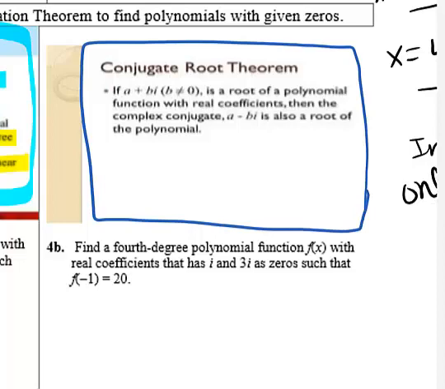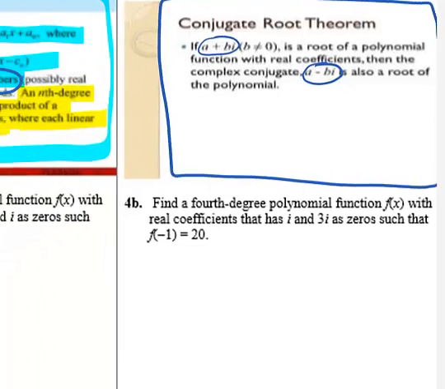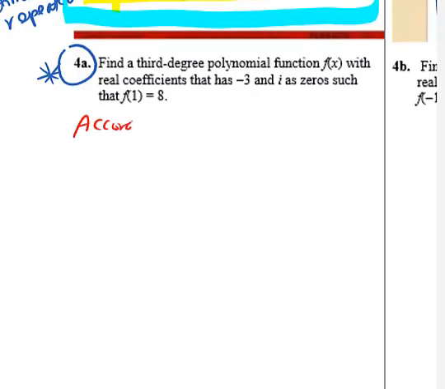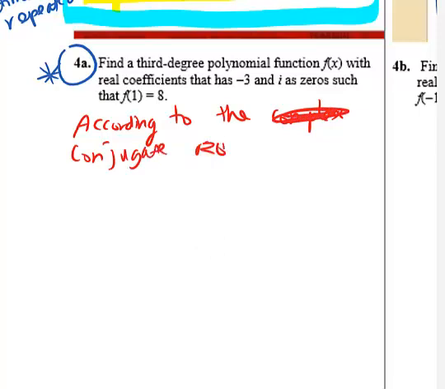The conjugate zeros theorem. Okay, what does it say? If a plus bi, which is a complex number, i being imaginary, is a root of a polynomial function with real coefficients, then the complex conjugate, remember we talked about conjugates before, a minus bi is also a root of the polynomial. So here, in this example, let me write it out just to be careful, so it makes sense later when you read it. According to the complex conjugate roots theorem, I think is what it was called.